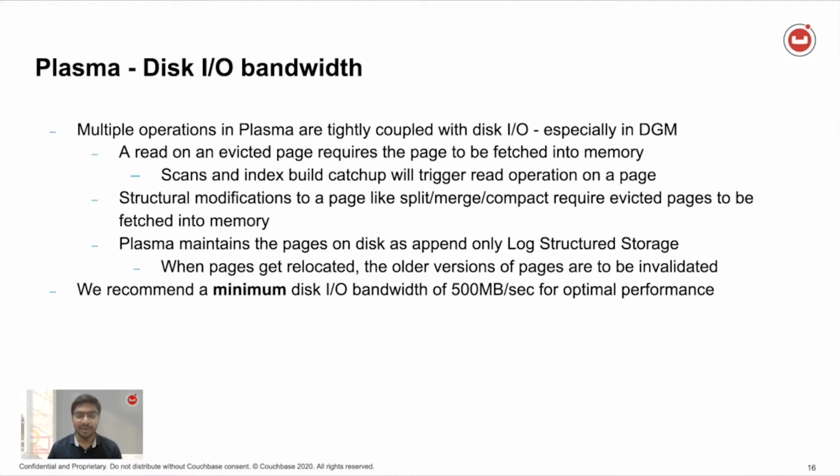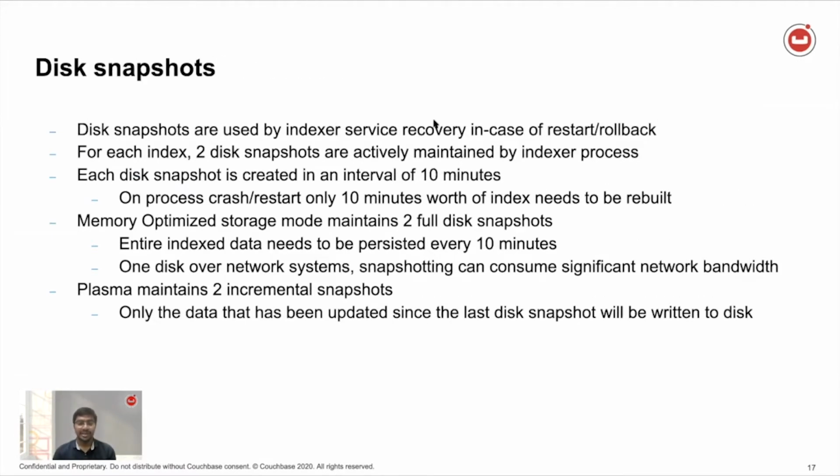One other contributor to disk IO bandwidth is disk snapshotting, and we shall cover that in the next slide. For each index that gets created, the indexer process maintains a copy of the entire index data on disk, and this copy is referred to as the disk snapshot. The advantage of having a disk snapshot is that when there is a process crash or restart, the indexer process can rebuild the index from the disk storage rather than streaming the entire data from the data service again.